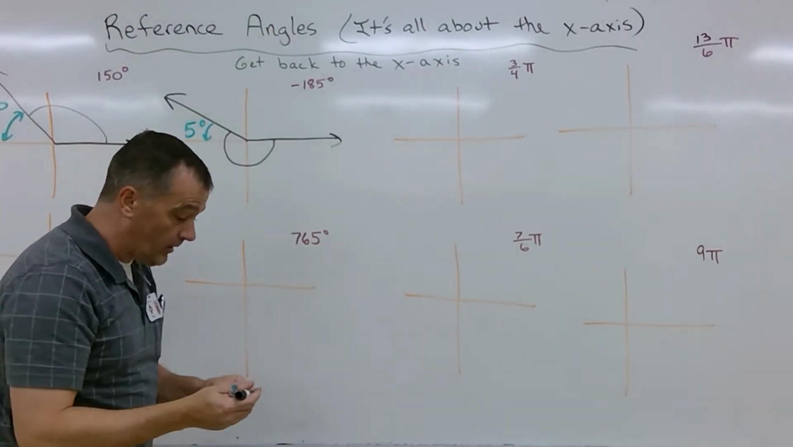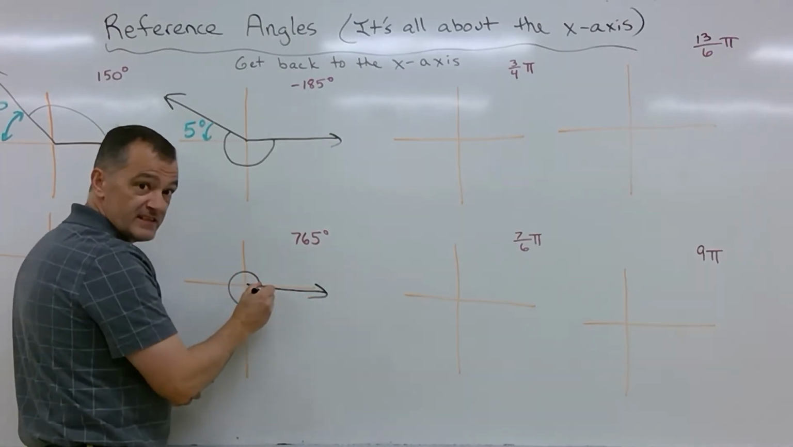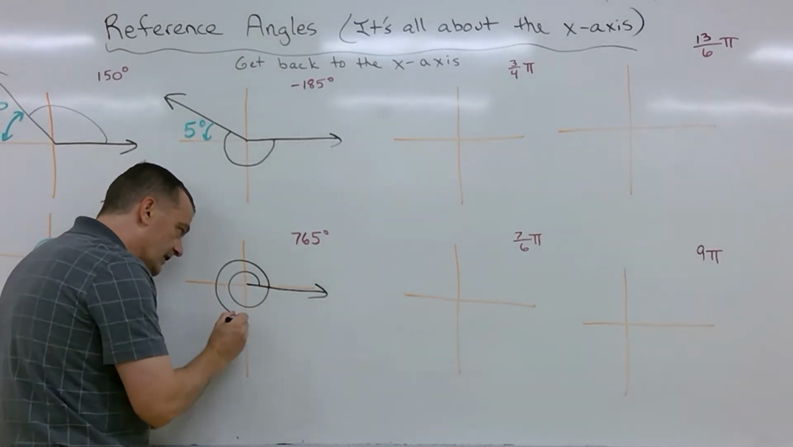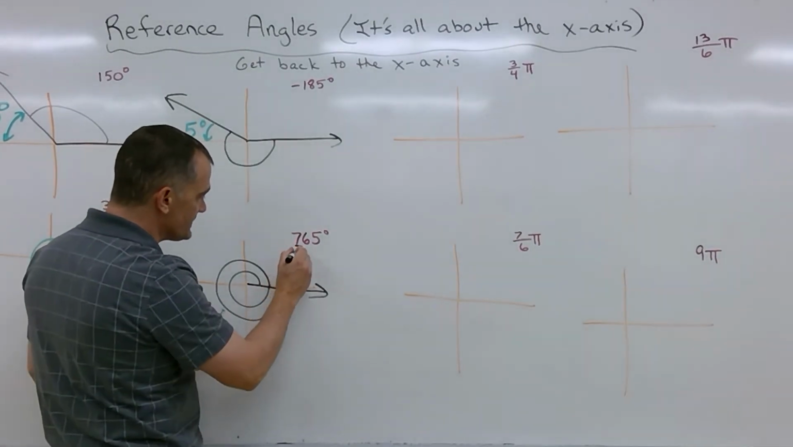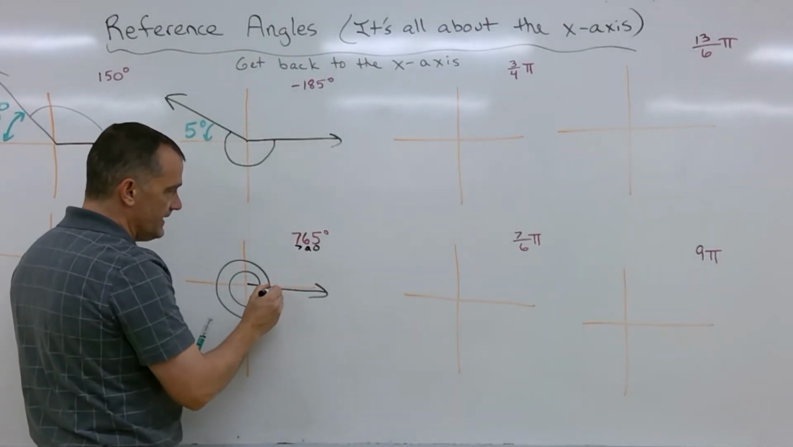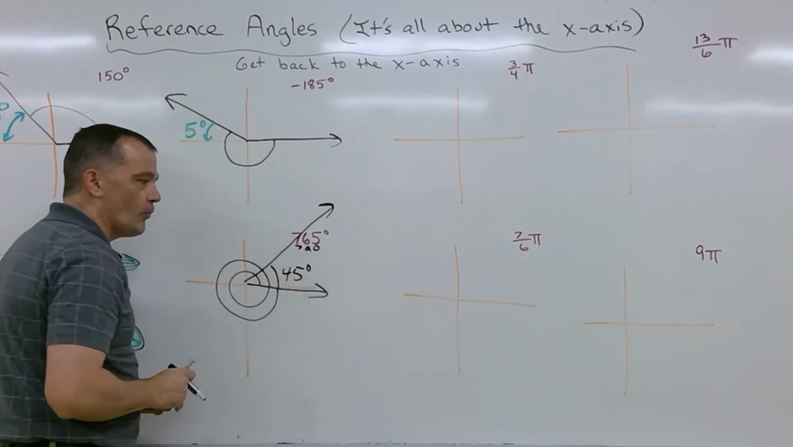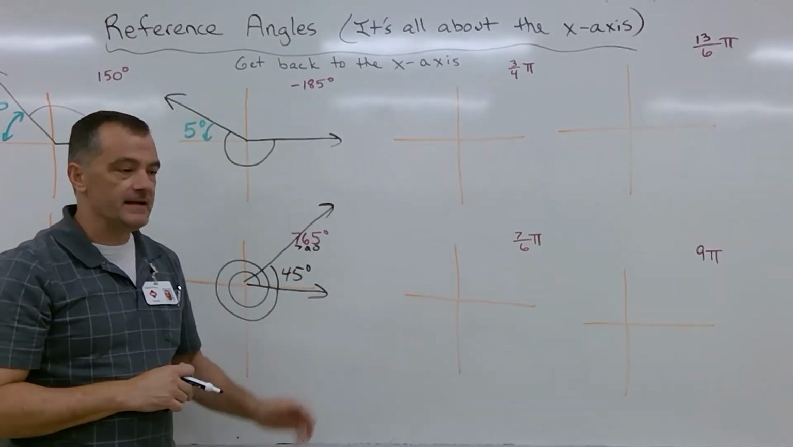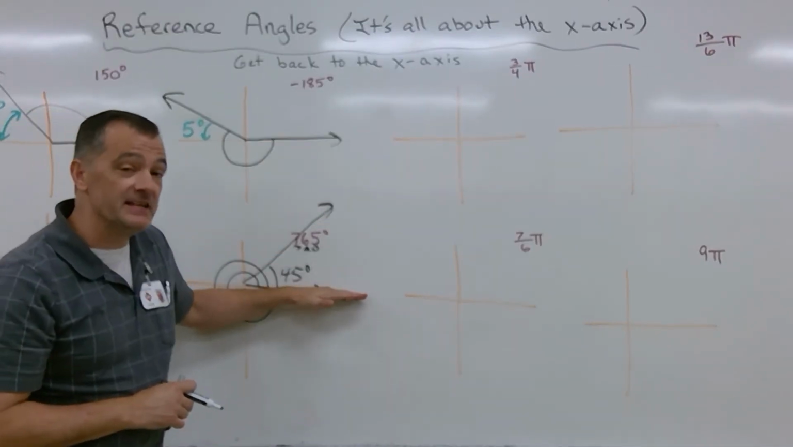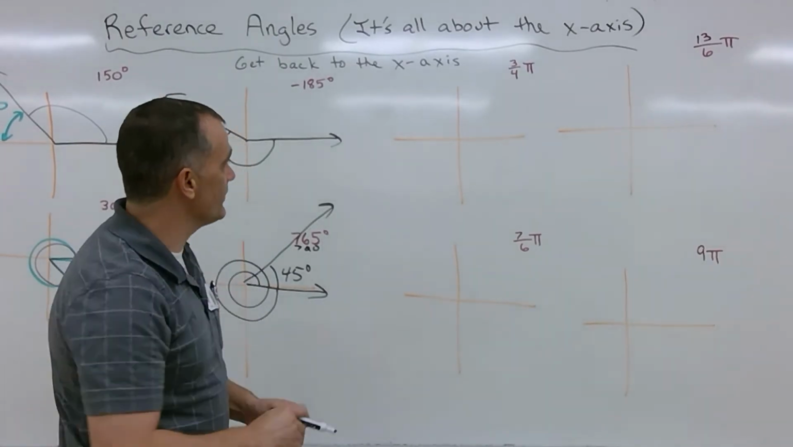765 degrees, oh my gosh. So let's see what that would be. So that's 360 plus another 360 is 720. So 720 from that is 45 degrees. So that is my reference angle, 45 degrees. In other words, where's the terminal side and how many degrees does it take to get back to the x-axis? That's the reference angle.